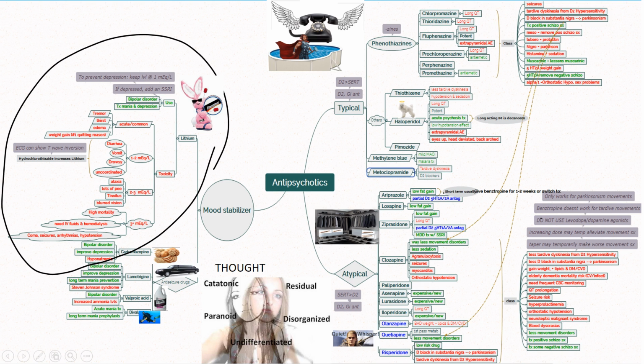Quetiapine, Whisper, and here's our closet here that's owned by the old granny of agranulocytosis. And then over here now we're coming into our mood stabilizers. We're going to deal with lithium first.